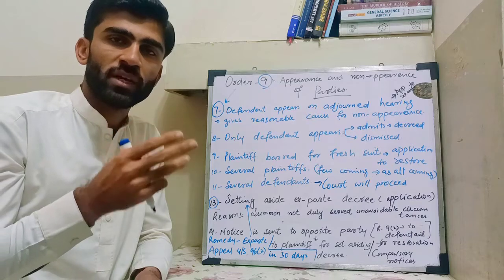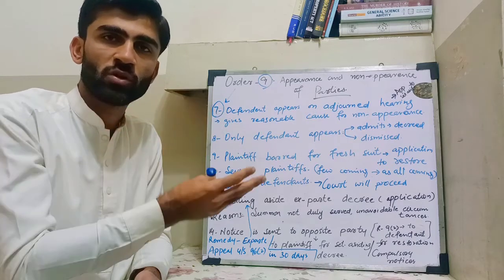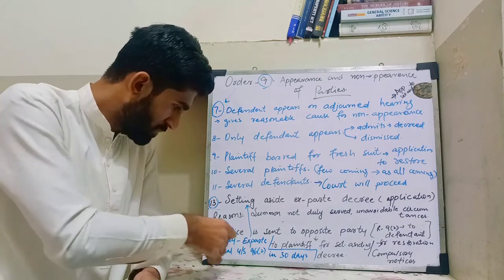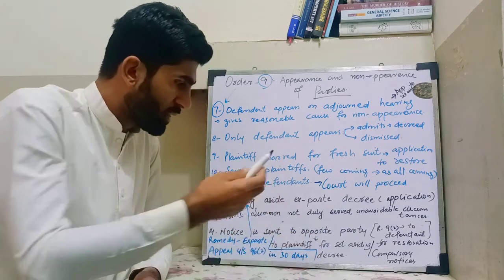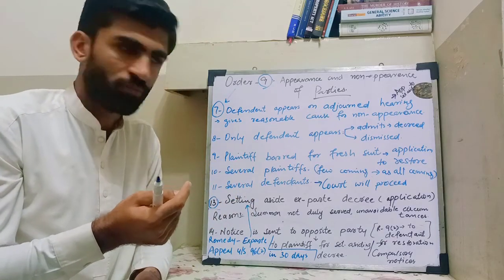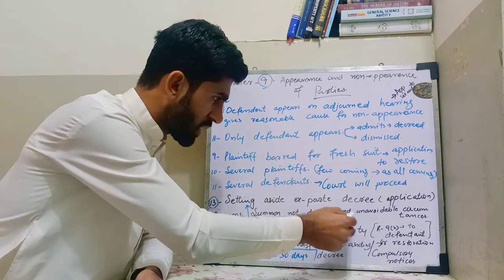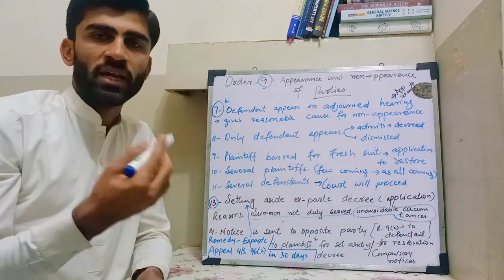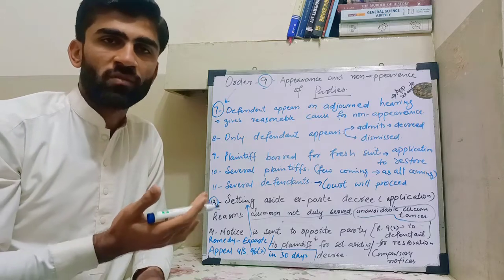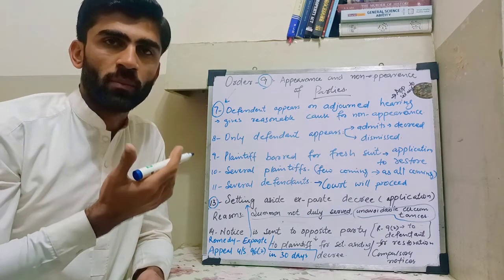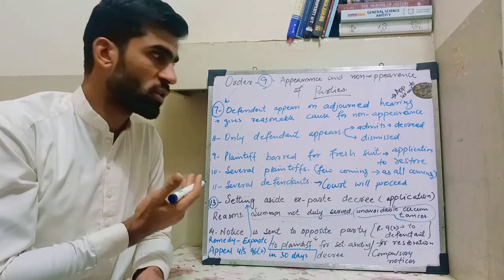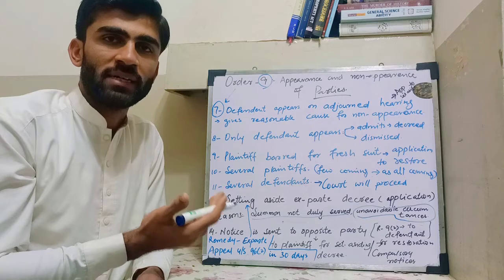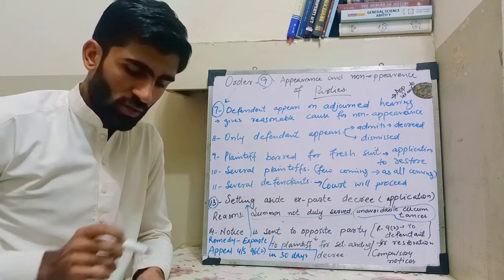He will come to the court and give some reasons: the summons were not duly served, or there were unavoidable circumstances, that's why he could not come. Like there were some conflicts, or some people were becoming a hindrance for him to come to the court. If he satisfies the court, it will set aside that proceeding or the decree.